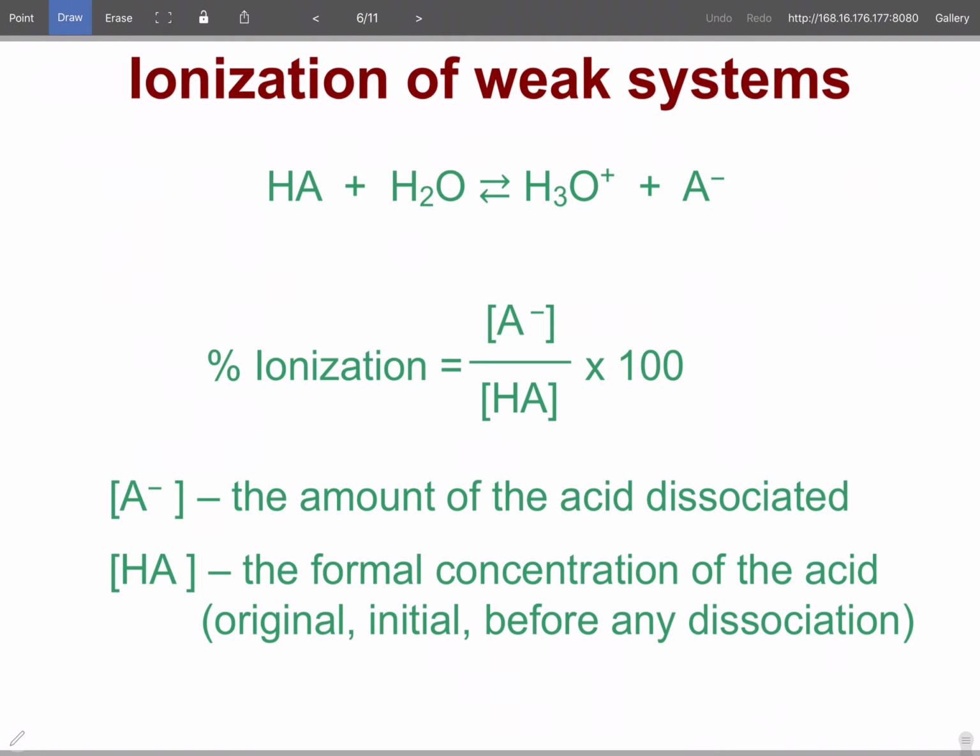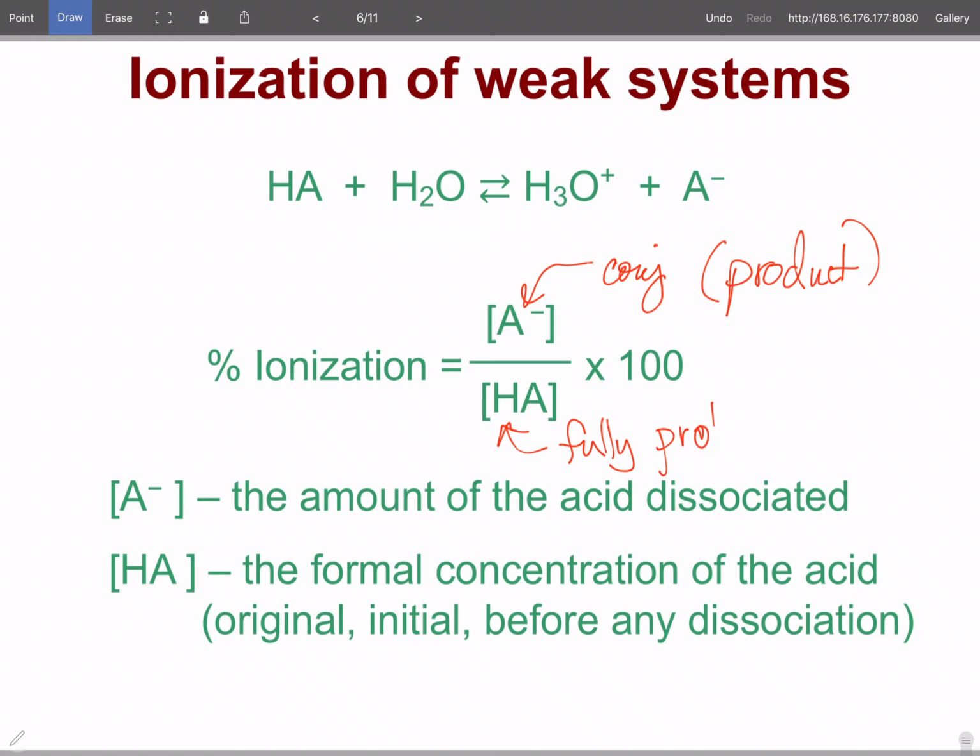Okay, one other thing I want to look at is percent ionization. This is real simple. This is whatever the conjugate is. So it's the product, acid form, base form, whatever, over the fully protonated, or the reactant. Now, this is called the formal concentration. Same as the original initial before any dissociation.